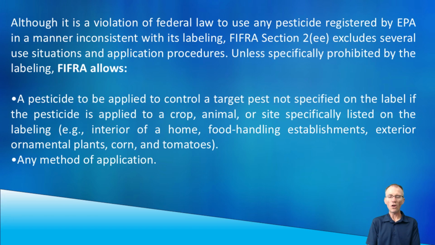This is very important because any of you taking exams are probably going to see a question like that on the exam. Although it is a violation of federal law to use any pesticide registered by the EPA in a manner inconsistent with its labeling, FIFRA Section 2(ee) excludes several use situations and application procedures. Unless specifically prohibited by the labeling, FIFRA allows a pesticide to be applied to control a target pest not specified on the label if the pesticide is applied to a crop, animal, or site specifically listed on the labeling, e.g., interior of a home, food handling establishments, exterior ornamental plants, corn, and tomatoes.